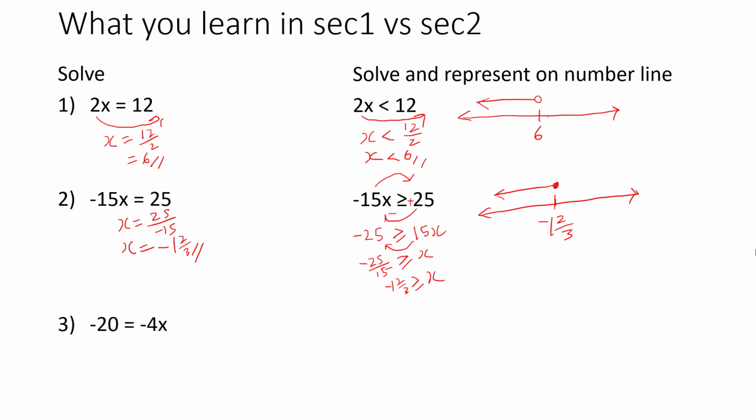For the next example, we look at this Sec 1 question. Negative 20 is equal to negative 4x. What I will do is bring the negative 4x to the other side. So it will be negative 20 divided by negative 4. And I will have x is equal to this. And x will be equals to 5.